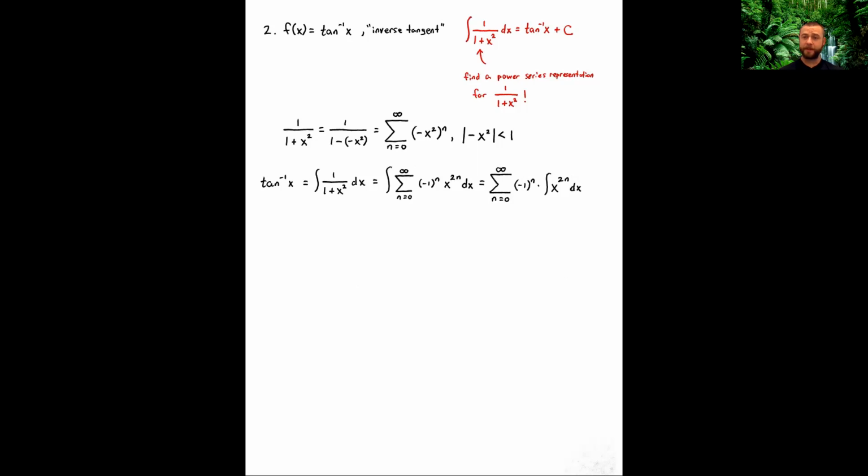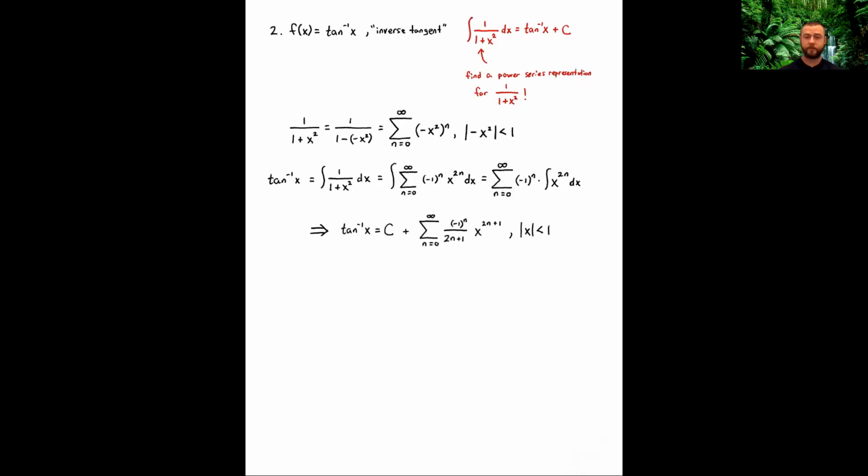Now, when you integrate that, you apply the power rule there. And if you do that correctly, evaluate that last integral, the integral of x to the 2n, add 1 to the exponent, and then divide by the new exponent. And we are almost done. We get the power series representation determined up to a constant of integration.